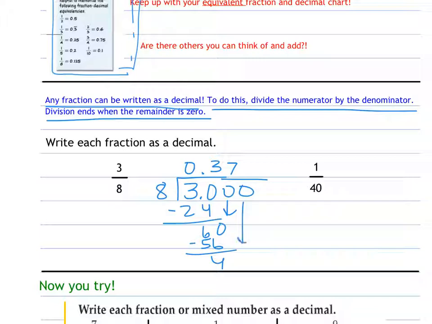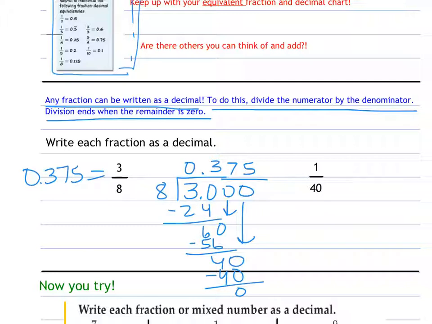Add a 0. I just keep going until it either stops or I start repeating. 8 goes into 40 5 times. 5 times 8 is 40. Do my subtraction. Nothing left over. Nothing else to bring down. So 3/8 as a decimal is equal to 375 thousandths.